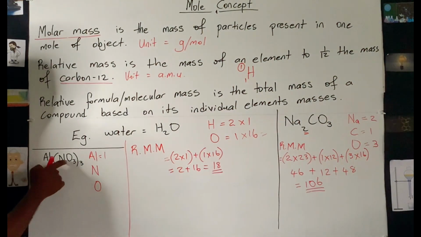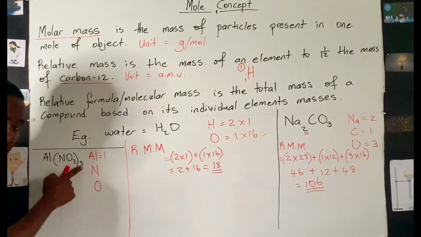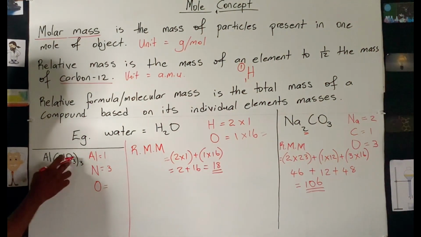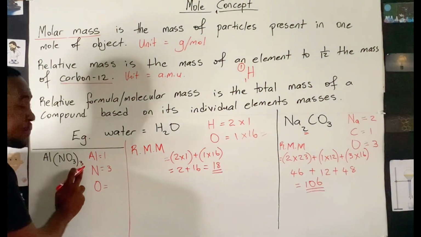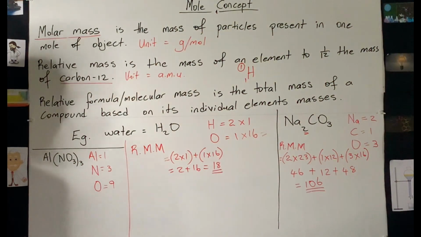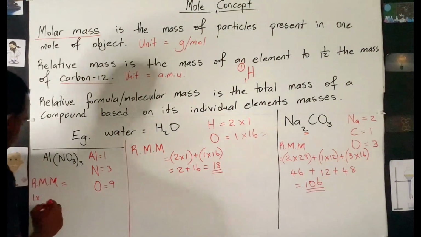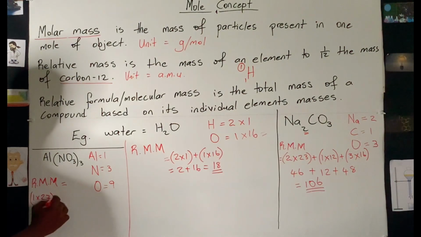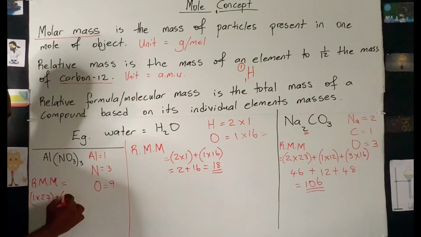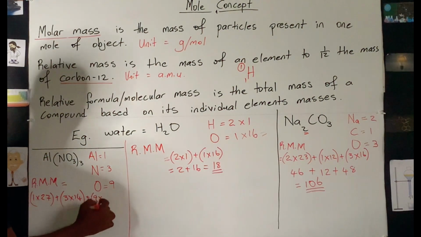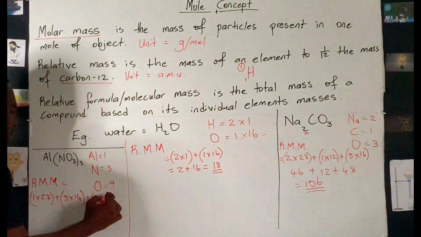How much nitrogen? We have 1 here, but it's multiplied by 3, so that's just 3 here. And then for oxygen, we have 3 here, but it's also multiplied by 3. So therefore, we have 9 oxygen. So therefore, that goes to say that the relative molecular formula mass is going to be equal to 1 times the mass of aluminum, which is 27, plus 3 times the mass of nitrogen, which is 14, plus 9 times the mass of oxygen, which is 16.